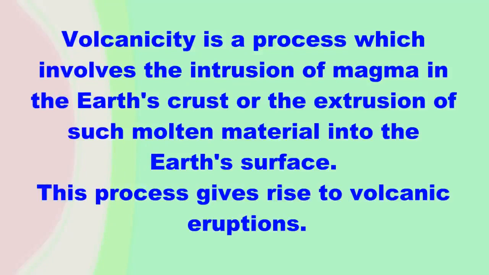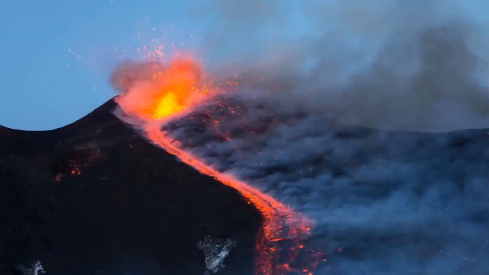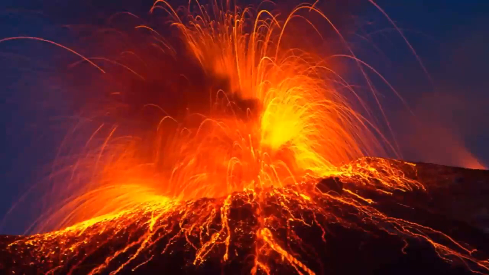Volcanicity is a process which involves the intrusion of magma in the Earth's crust or the extrusion of such molten material onto the Earth's surface. This process gives rise to volcanic eruptions. Volcanic eruptions are one of the Earth's most dramatic and violent agents of change.